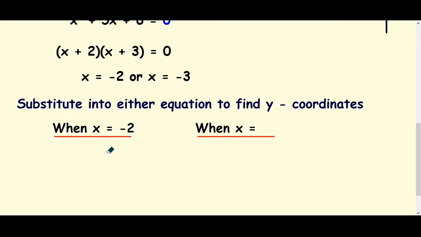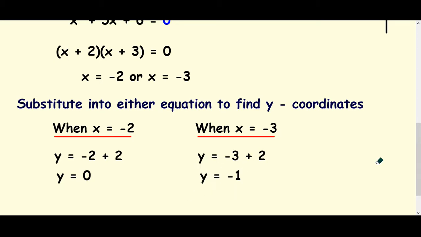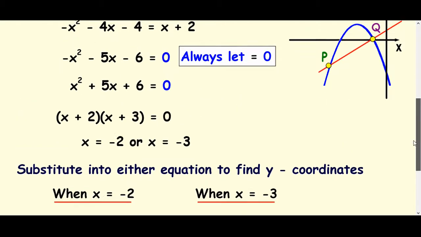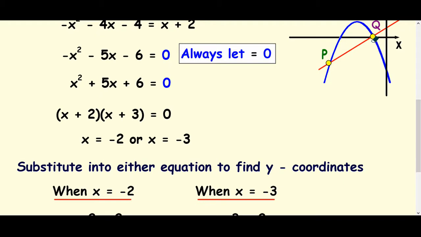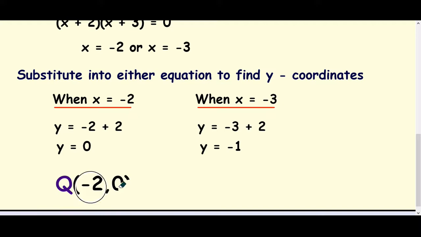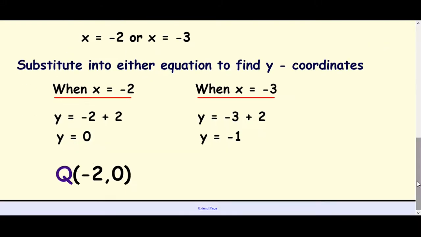So we've got minus 2, so minus 2 plus 2 is 0, and then we've got minus 3, so minus 3 plus 2 is minus 1. Now just deciding which one's which, well, it looks like Q is the minus 2 one, so that'll be the minus 2, 0, and the other one's going to be P, minus 3, minus 1.